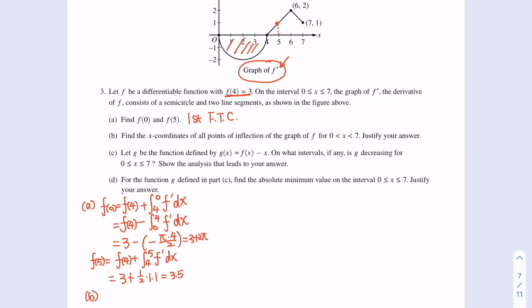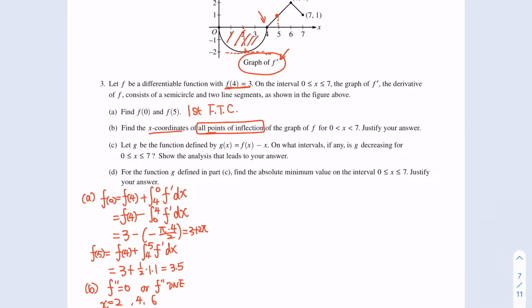Part B, find the x-coordinates of all the points of inflection of the graph of f and justify your answer from 0 to 7. So the candidates for points of inflection are where f double prime equals 0, or the second derivative doesn't exist. Let's have a look where the second derivative equals 0, which is this point. The slope equals 0, so x equals 2. And f double prime doesn't exist at x equals 4 and 6.